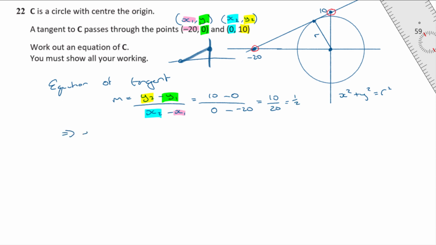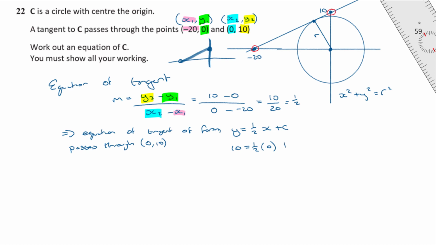So that means that the equation of the tangent is going to be of the form y equals mx plus c. But we know what m is. m is, as we just found out, a half. So it's y equals a half x plus c. And we know one of the points it passes through, we could use either minus 20, 0 or 0, 10. I'm going to use 0, 10 because it's not negative. So if I sub those in, y is 10, isn't it? 10 equals a half of 0 plus c.